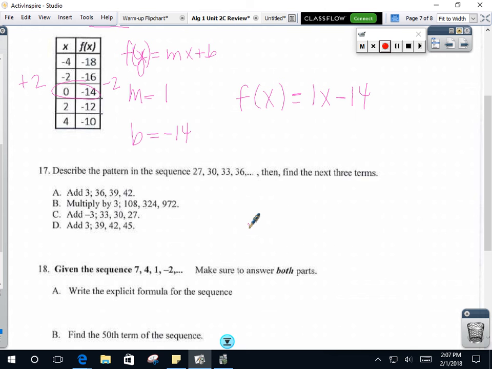Okay, number 17. Describe the pattern in the sequence 27, 30, 33, 36. What's the pattern? Add 3, which eliminates B and C, and after 36 would become 39, then 42, then 45, which is D.